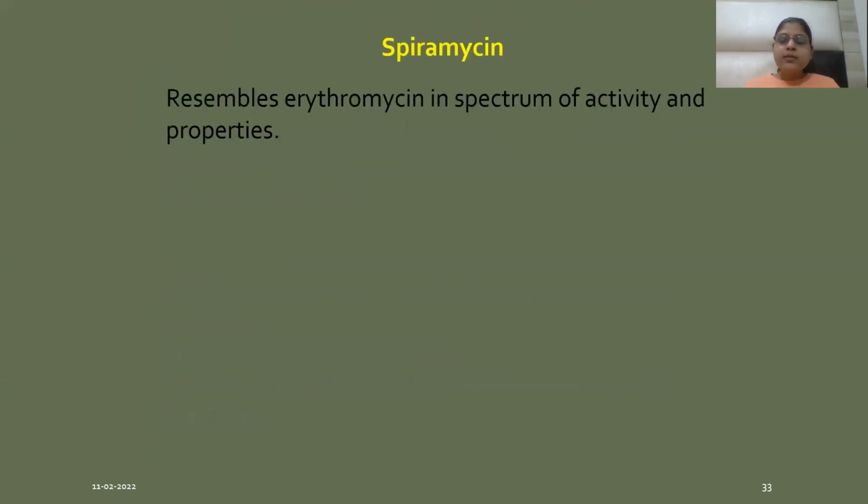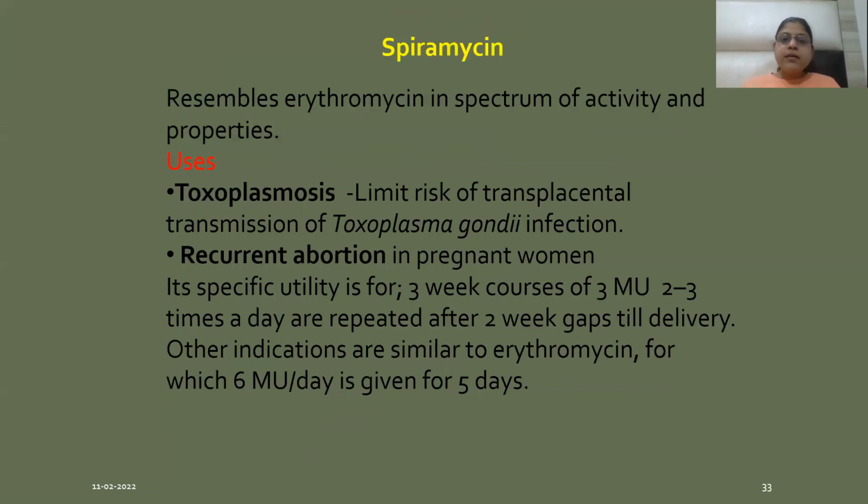Spiramycin resembles erythromycin in spectrum of activity and other properties. It is effective against toxoplasmosis, and in recurrent abortion in pregnant women, and limits the risk of transplacental transmission of Toxoplasma gondii infection. Its specific utility is a 3 weeks course of 3 million units 2 to 3 times a day, repeated after a 2 weeks gap till delivery. Other indications are similar to erythromycin, for which 6 million units per day is given for 5 days.